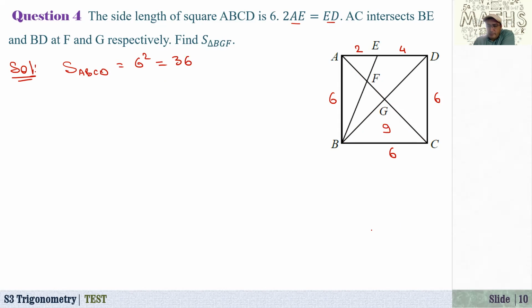And also this area, let me just use a different color. Let's use blue. So this area is equal to 9, and also this area is equal to 9, right? And how about the remaining areas? That's equal to 18, and we have to find the area of BGF. Suppose that area is S.